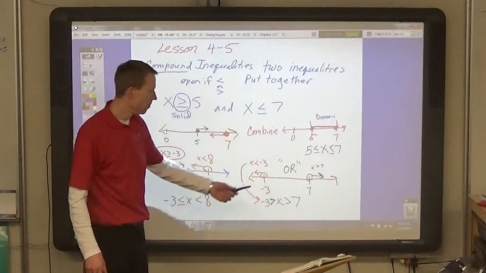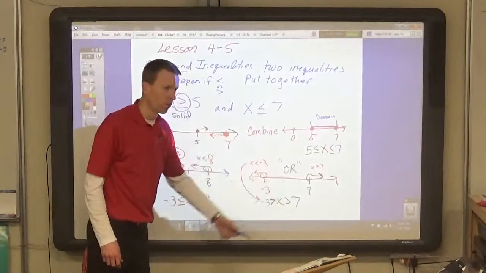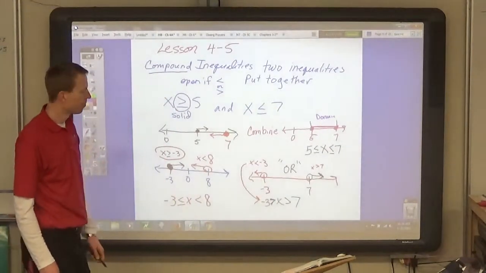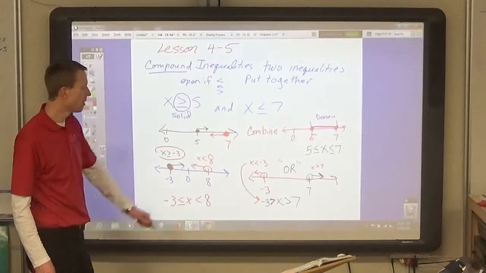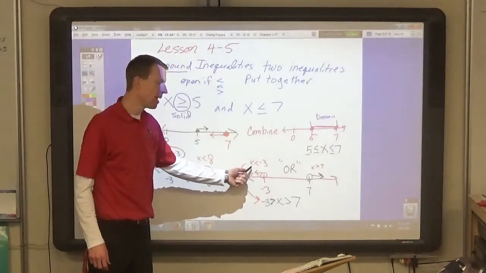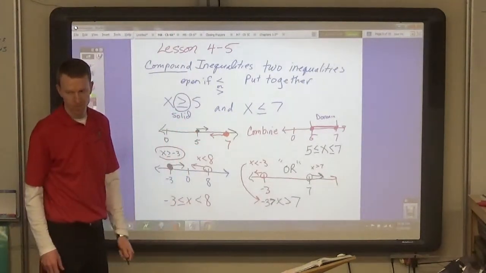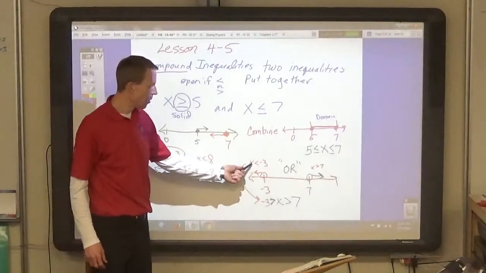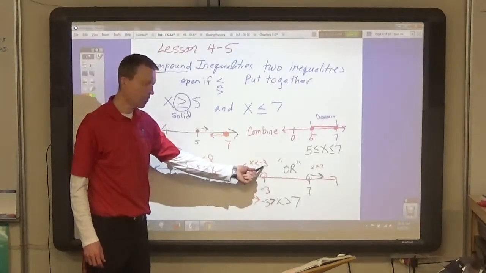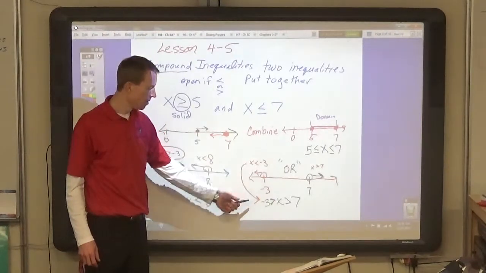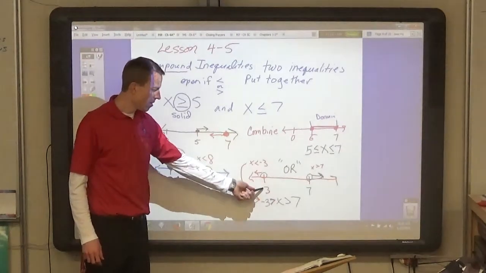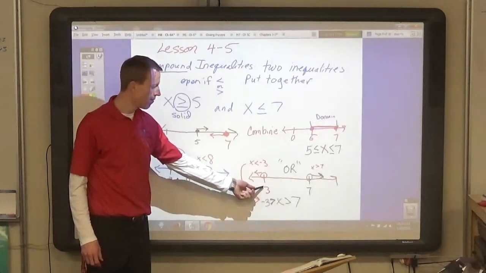Now, here's one where you'd have to say "or", because x can't be both at the same time. So, for example, x is less than -3. So that would be an open dot at -3.